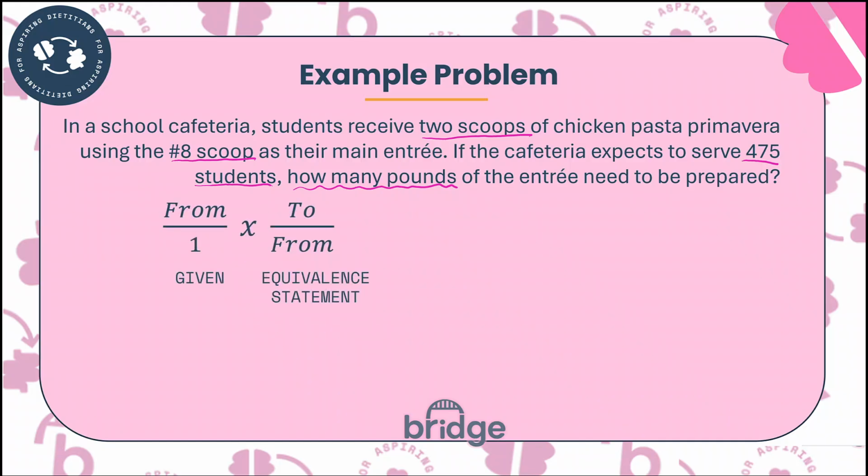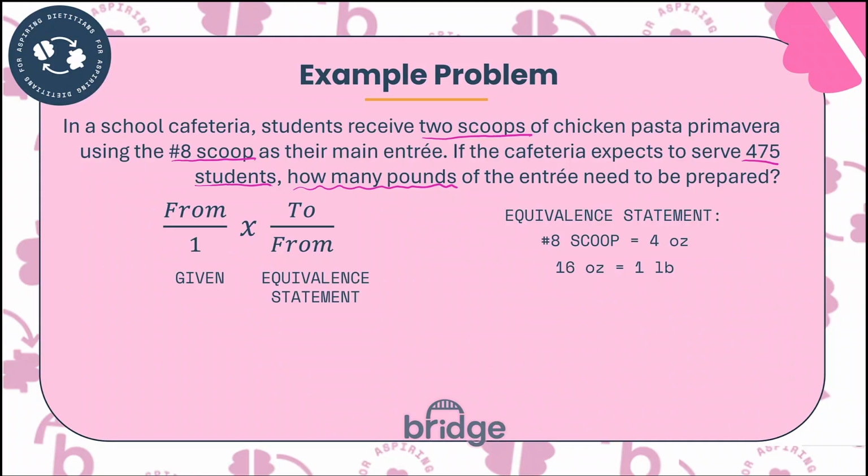We're told that workers are using the number 8 scoop, and the equivalent statement for the number 8 scoop is 4 ounces is equal to 1 scoop. Remember, you take 32 and you divide it by the number of that scoop. 32 divided by 8 is 4 ounces. So in every 1 scoop using the number 8 scooper, that has 4 ounces. But the problem also asks for the amount of the entree in pounds, and you should know that 1 pound is equal to 16 ounces.